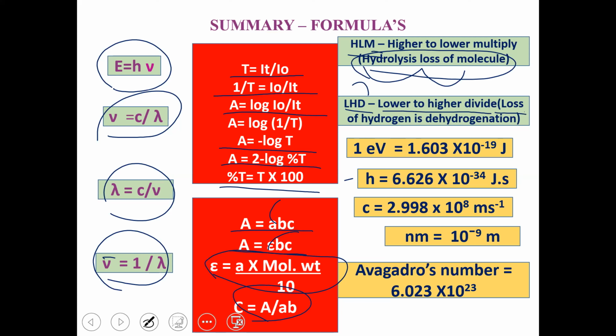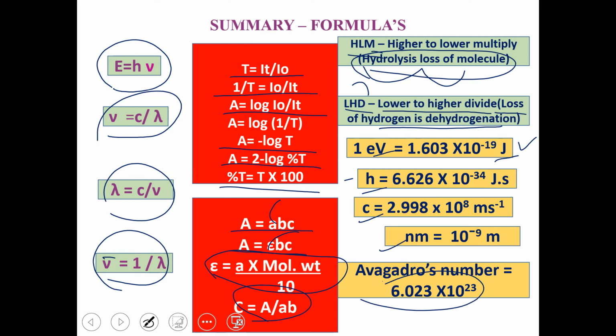Loss of hydrogen is dehydrogenation, LHD. Anyway, lower to higher is division, higher to lower is multiplication. Apart from that, you should know how to convert electron-volts to joules, what is Planck's constant value, what is the velocity of light, how to convert 1 nanometer to meters, and what is Avogadro's number.